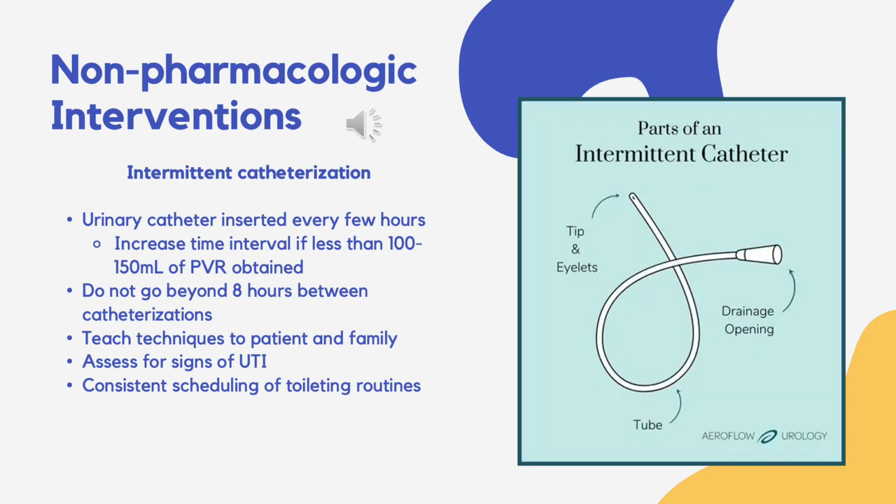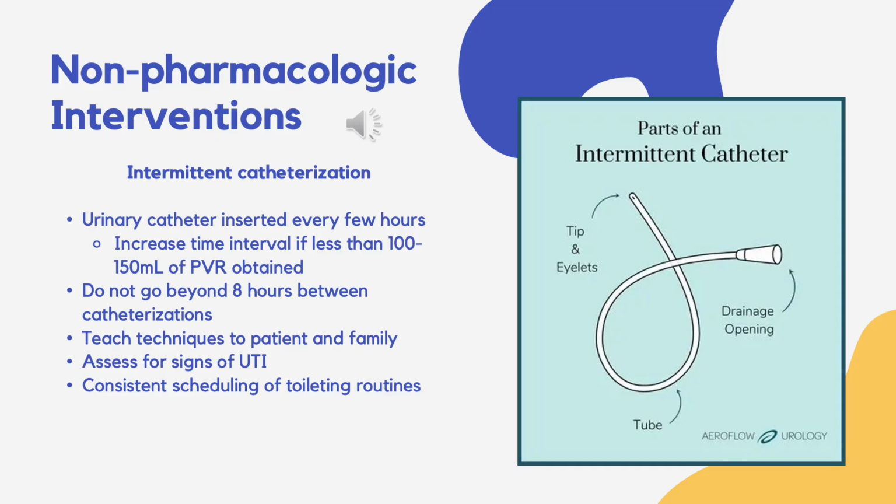All right, our next non-pharmacological intervention is going to be intermittent catheterization. And this is really important because it helps manage urinary retention and prevent complications like bladder overdistension. So to begin, a urinary catheter is going to be inserted every few hours to drain the bladder completely, especially after the patient has attempted voiding techniques like the Valsalva or the Credé maneuvers.